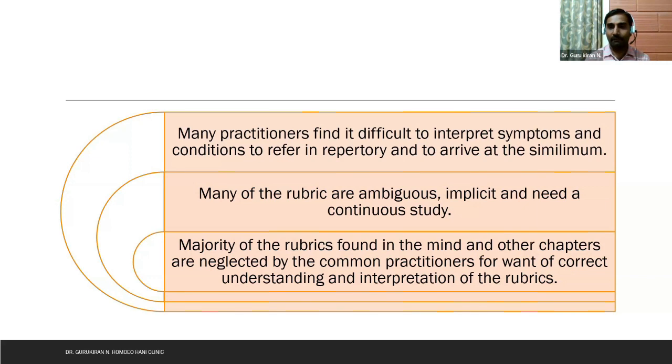We have studied in our BHMS classes when we were studying the repertory subject. The majority of the rubrics found in the mind or other chapters are neglected when we sit in clinical practice. This is where the problem arises for a physician. This is where we have to convert the patient language into a rubric so that it is easier to repertorize in a repertory chart to guide to the similimum.